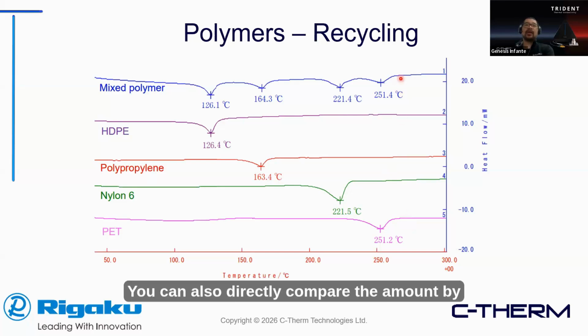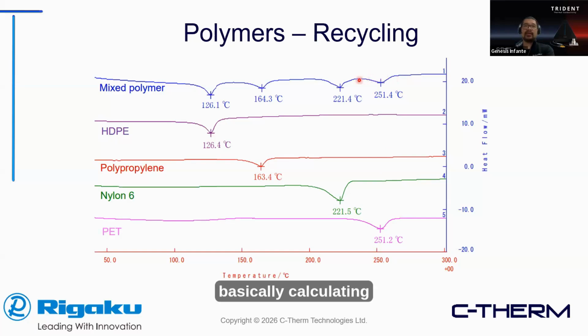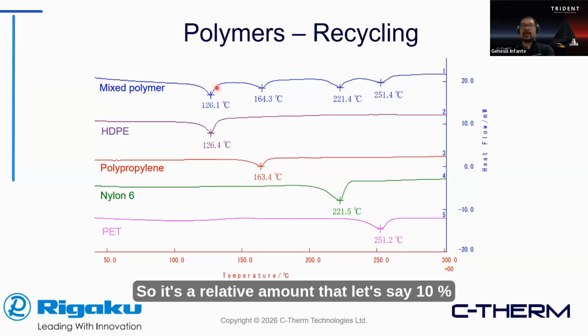You can also directly compare the amount by basically calculating the area under this graph. So it's a relative amount, let's say 10% of these, 20% of that, 10%, 15%, and so on and so forth.